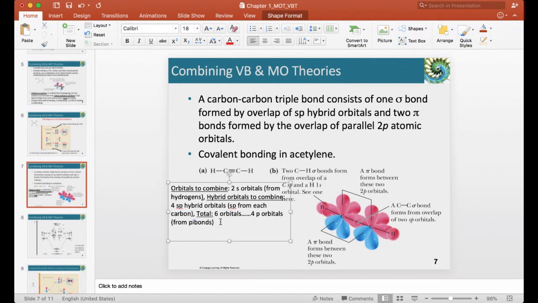So if we add all this, the linear combination of these orbitals will result in 2 s and 4 sp, that's a total of 6 orbitals, atomic and hybrid, which will form 6 sigma molecular orbitals, 3 bonding and 3 anti-bonding, and 4 p orbitals will lead to 4 pi molecular orbitals, 2 bonding and 2 anti-bonding. Okay?